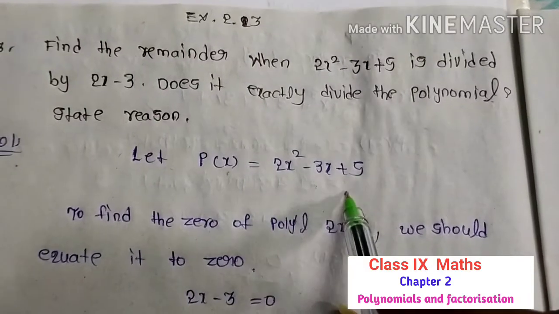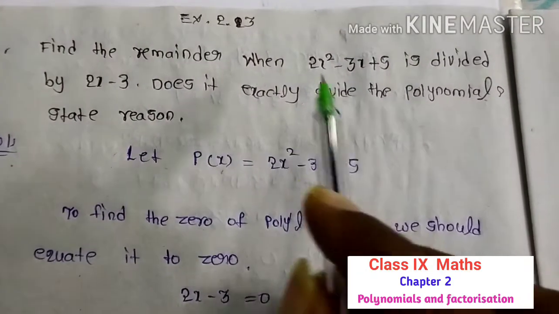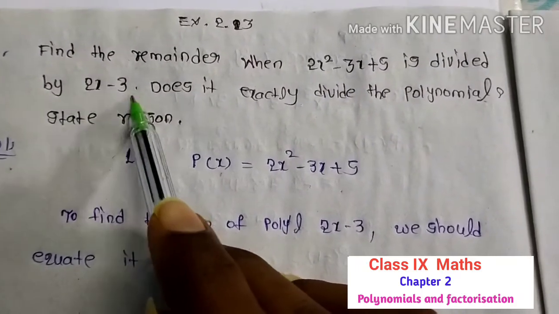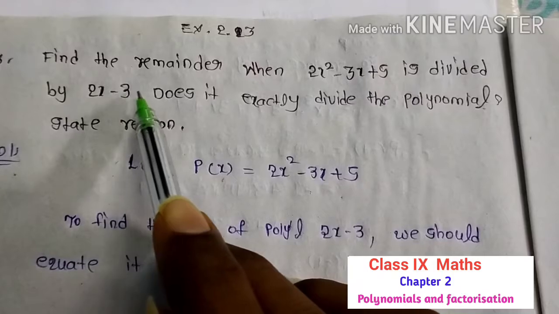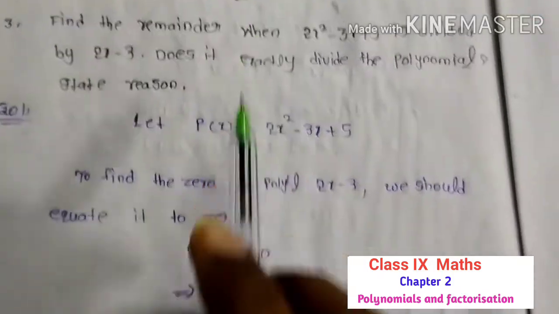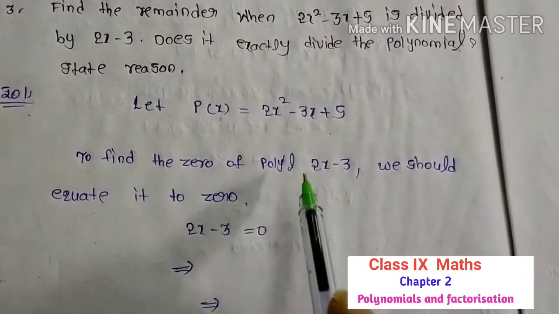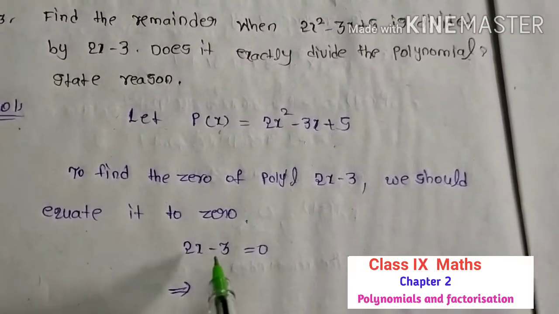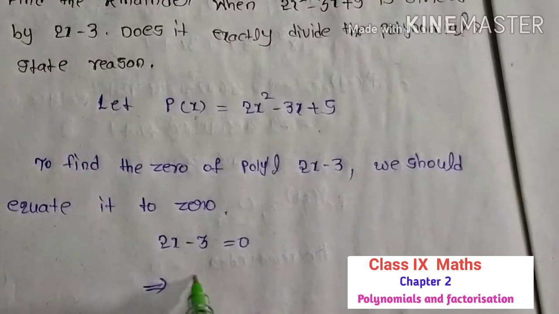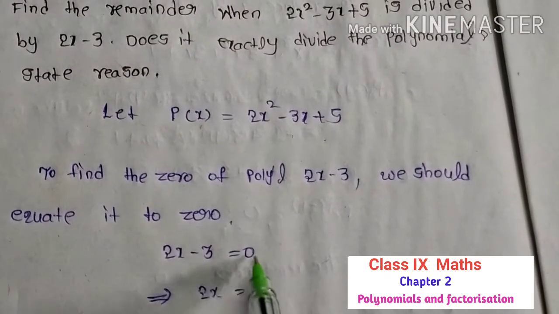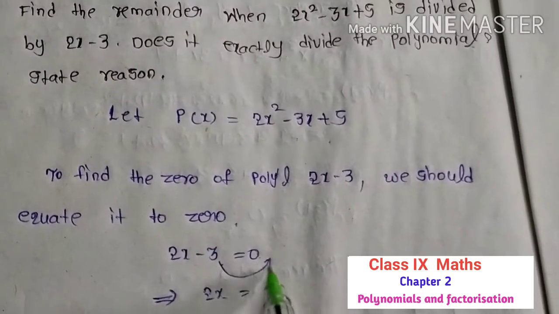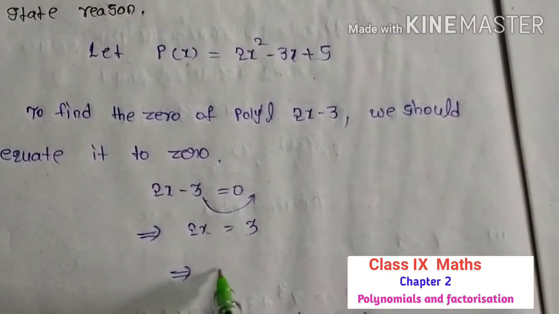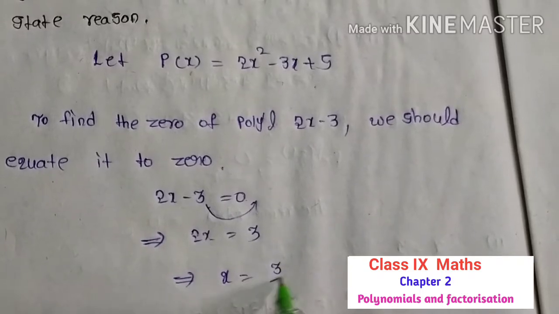minus 3x plus 5. Now, see, we need to divide by which one? 2x minus 3. To find the remainder, first you should equate it to 0. So to find the zero of the polynomial 2x minus 3, we should equate it to 0. That means 2x minus 3 is equal to 0, means can I write here 2x is equal to 0 plus 3. That means if I am transposing 3 to RHS, will you get 3 or not? 0 plus 3 means 3, or not? Yes.